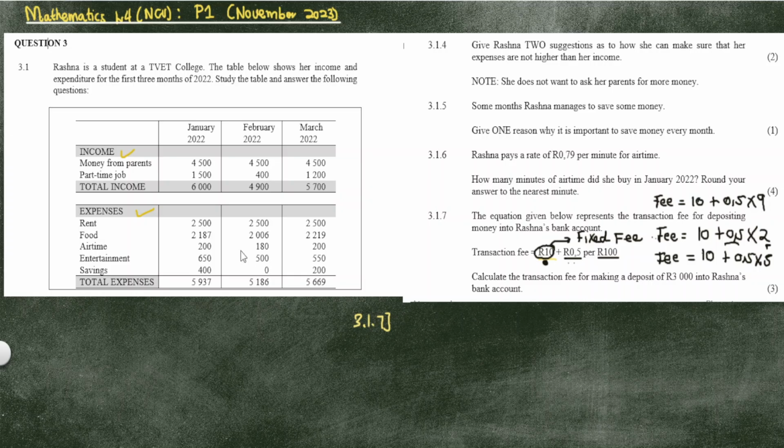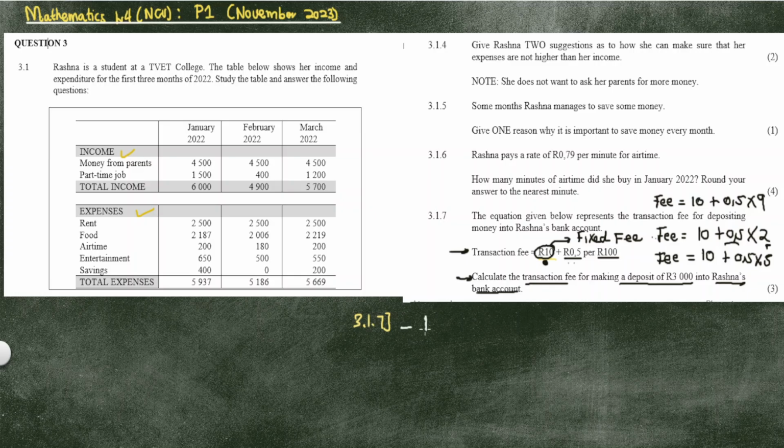Now, let's check again how much she is depositing. Oh, okay, it's a deposit fee, not a withdrawal fee, but it's the same idea. Instead of withdrawing, you are depositing. So keep that idea of per 100 rand. Now, calculate the transaction fee for making a deposit of 3,000 rand into Rashna's bank account. This is the transaction fee.